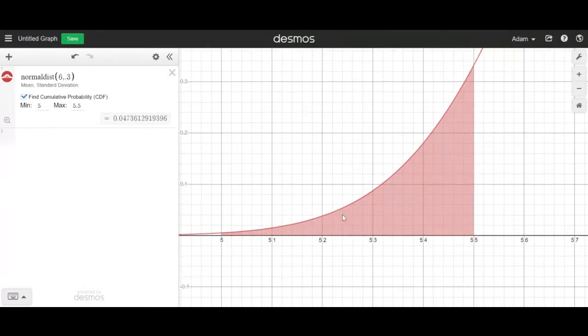This area turns out to be 0.04736. Now again, you want to convert that to a percent, and as a percent, it's about 4.736. I think that's what I have in the notes, and yes, it is. Good. Okay. So that is what we get here. Are there any questions so far?